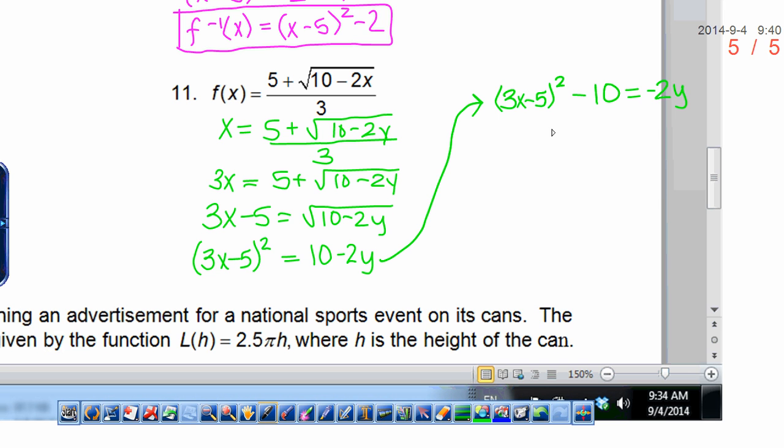Can you leave that like that? For the most part, you can leave it this way. I don't normally leave a negative in the denominator because it's kind of weird.